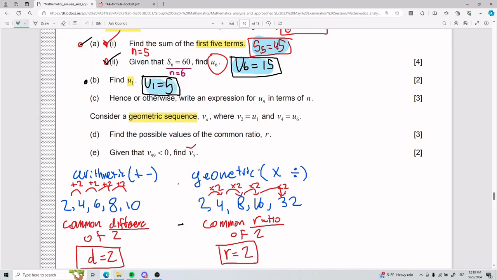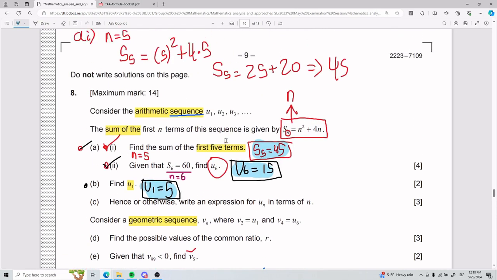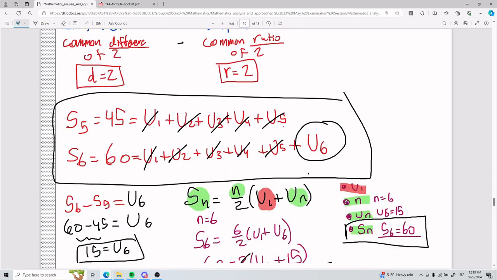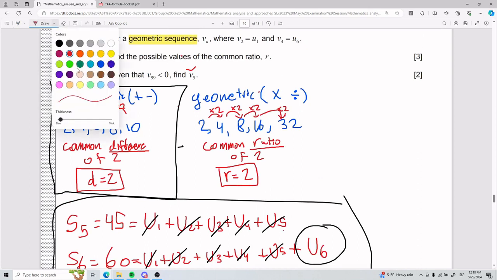Now, that being said, there is another way to find u1, which is fairly quick, and I would like to show it to you guys, okay? Technically, if I look at this example for the arithmetic sequence over here, think about it this way. And this is a very logical approach.